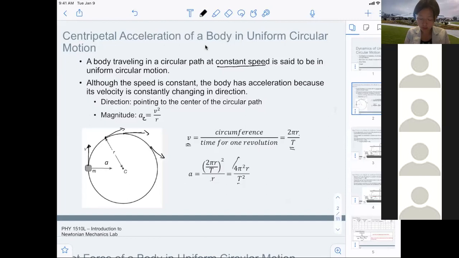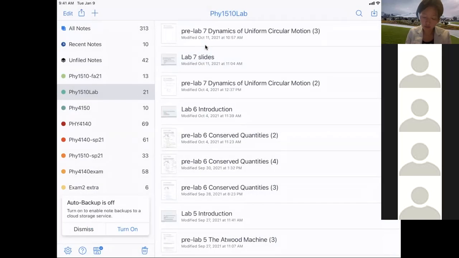Okay, so don't be too hung up on the final result here because you know how to calculate this. This is really just using v squared over r. Okay, so let's take a look at our pre-lab, because that particular pre-lab is getting to how to calculate acceleration.